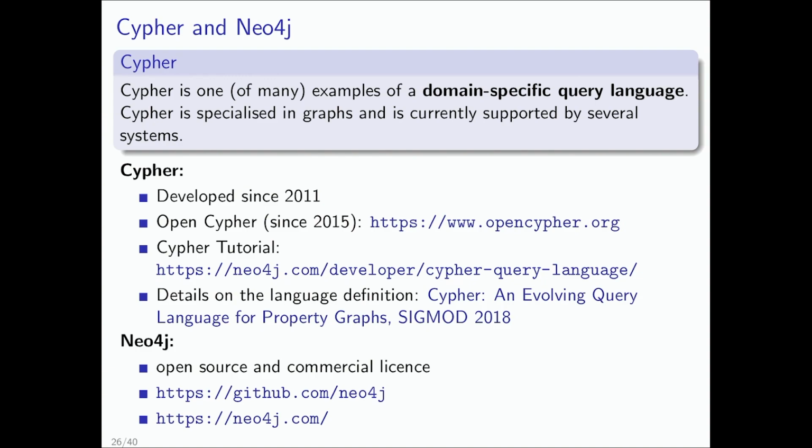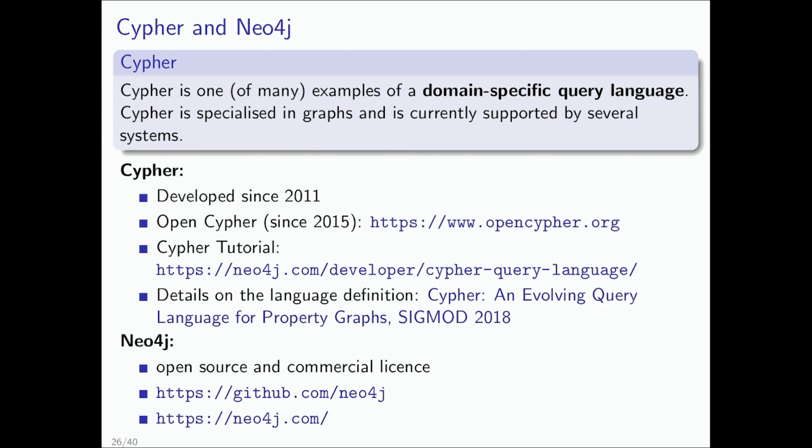It has been developed since 2011. There are a couple of links here you may want to check out. It's open source, but there's also a commercial license. And it's a domain-specific query language, as we're calling this. That's a very important term in computer science. So a generic language is something like C++. C++ is not a query language, it is a generic language, you would say.